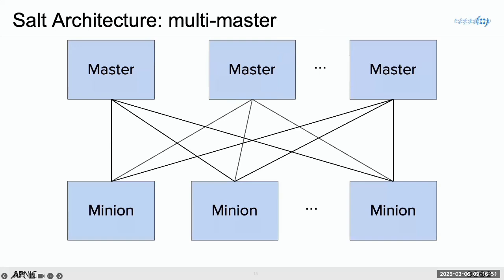There could be more than one master depending on the network. If you have a large network, one master can support up to 10,000 minions. If you have more than that, maybe you can think about having multiple masters, or maybe you can tweak your configuration as well.